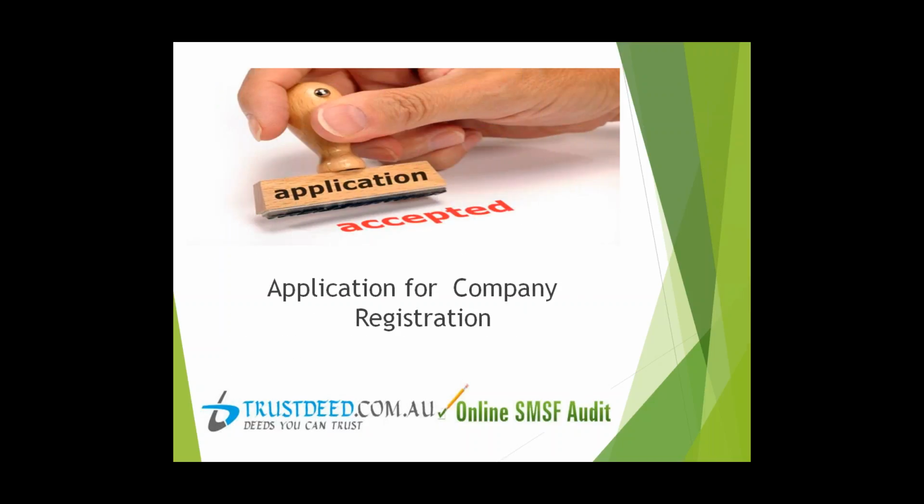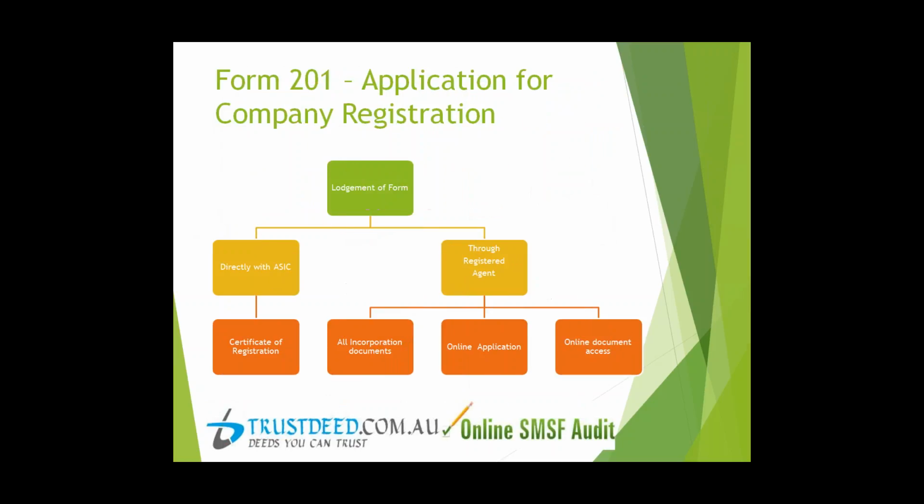We come to the next topic, which is very important, that is application for company registration. Many of you will know how to register a company with ASIC, but those who are new will benefit from this piece of information. Application for company registration is done by filing Form 201 with ASIC along with ASIC fees of $463.